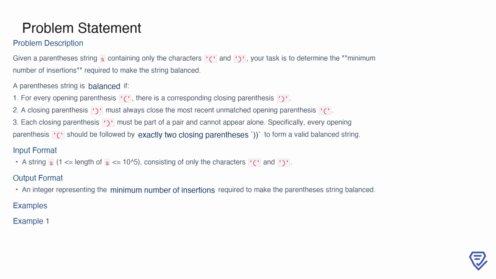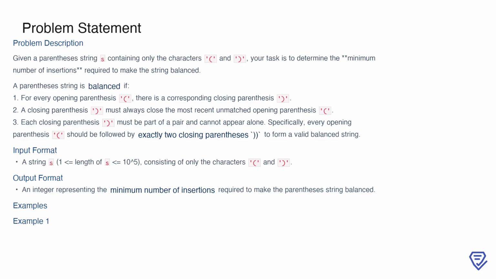Now, a balanced parentheses string must meet three conditions. First, every opening parenthesis must have a corresponding closing parenthesis. Second, each closing parenthesis must close the most recently unmatched opening parenthesis. Finally, every opening parenthesis must be paired with exactly two closing parentheses in order to form a valid balanced string.